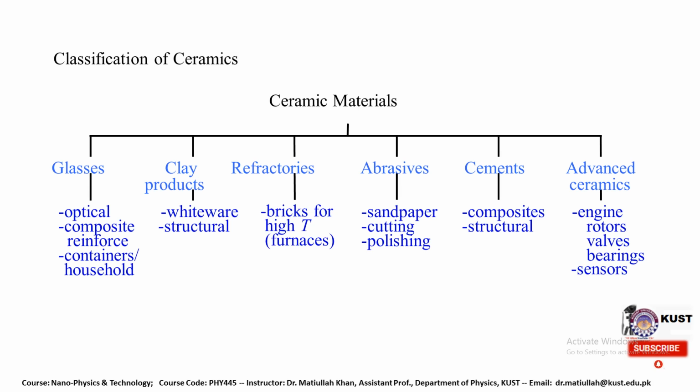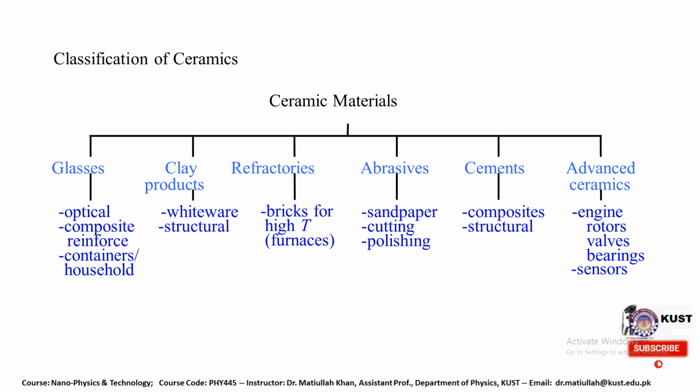Ceramics materials are mainly classified into different types that include the glasses, and glasses are used for different applications, including optical properties, for composite materials like reinforced composites, and for containers and household applications. Clay products are also a part of the ceramics materials, and the whiteware we use normally at home and different places. So that includes the structural ceramics as well.